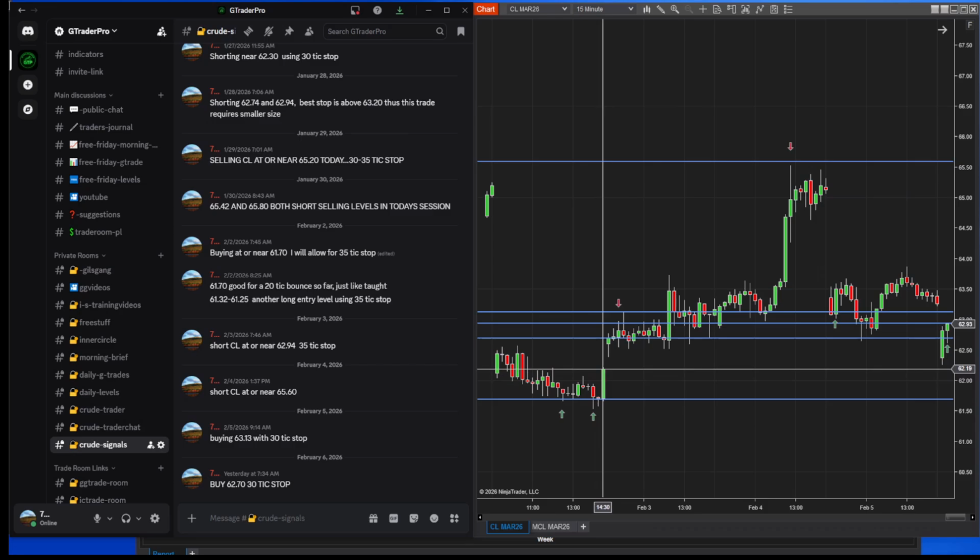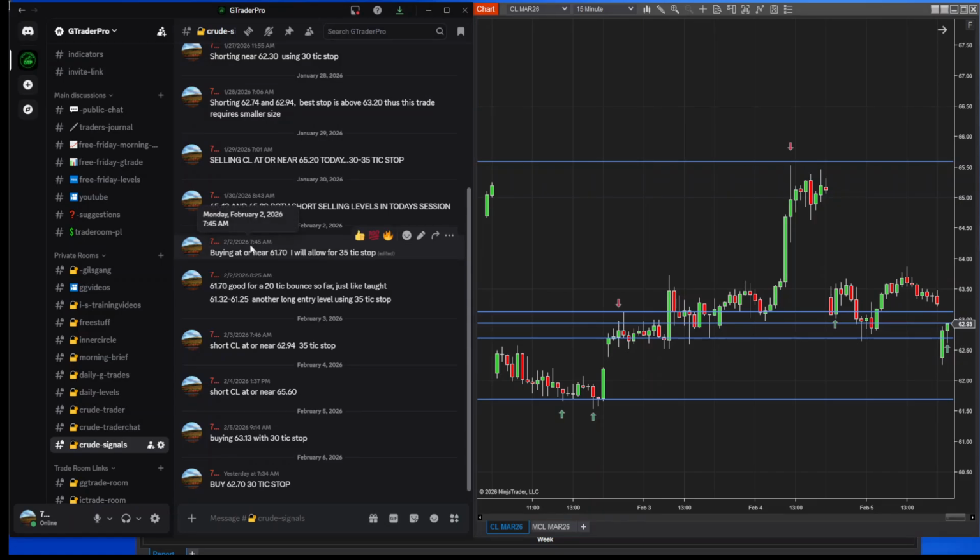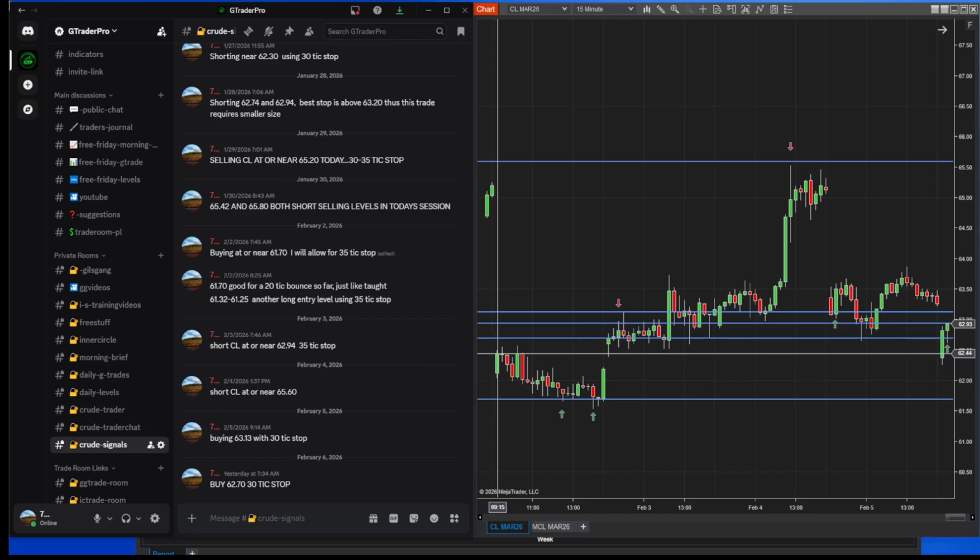And then we had a really nice pop, so almost good for 50 ticks. So this was the buy price, 61.70. Again, you can see it posted here, 61.70. Allow for a 35 tick stop. That price was put out at 7:45 a.m. When the market opened, it was at 62.44.